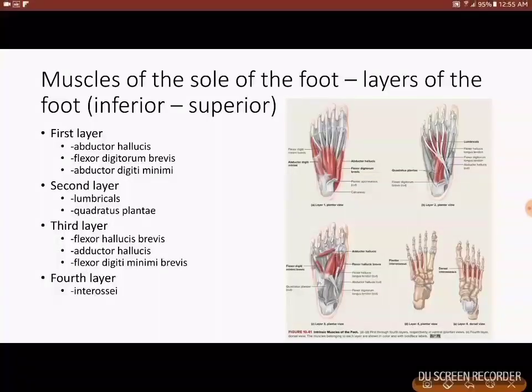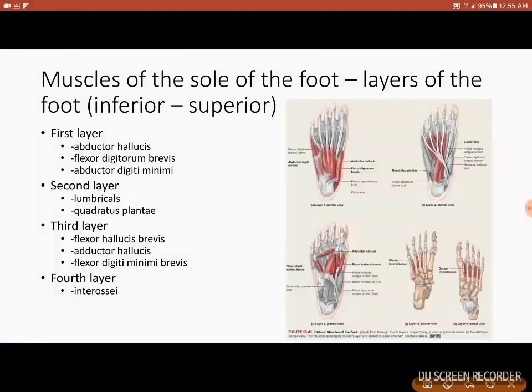Next, let's go to the layers of the foot. Basically, it's from inferior to superior, or from the outermost to the innermost. On the first layer, or the outermost, you have three muscles. On the second layer, you have two muscles. On the third layer, you have three muscles. And on the innermost layer, you have only one muscle.